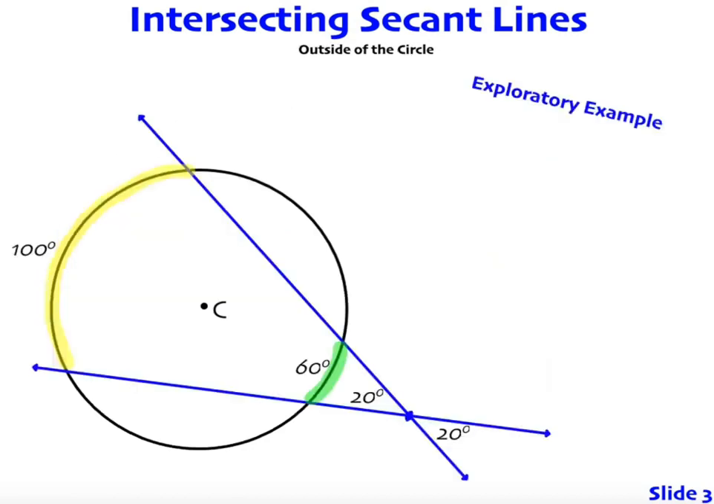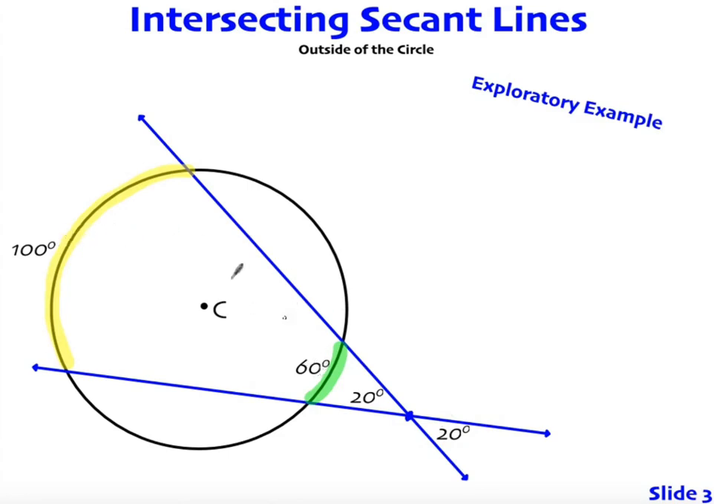All right, so we looked at an example of intersecting secant lines inside of a circle. Let's see how things change when it's outside. We're trying to use the values of 160, the measurements of our two arcs, to get to 20. It's not as intuitive as what we did before, but it's a really similar process.